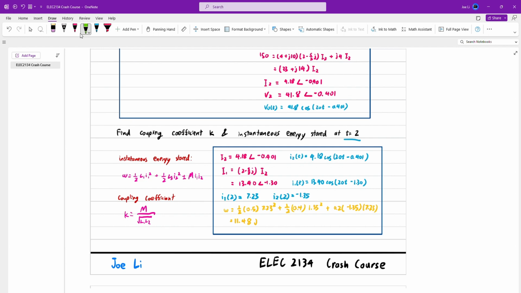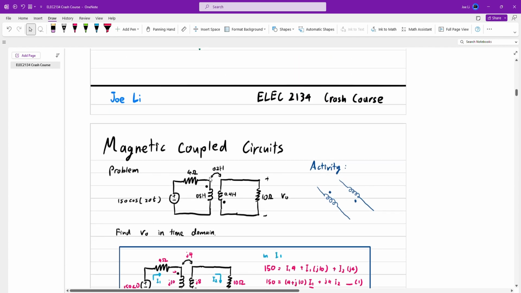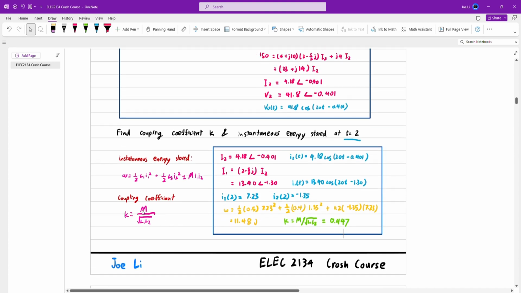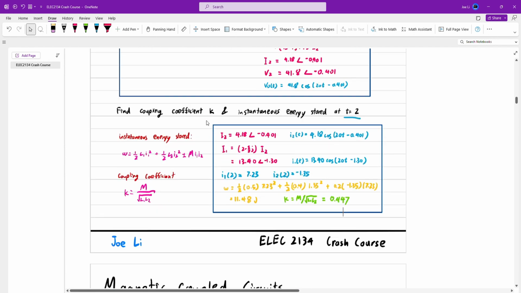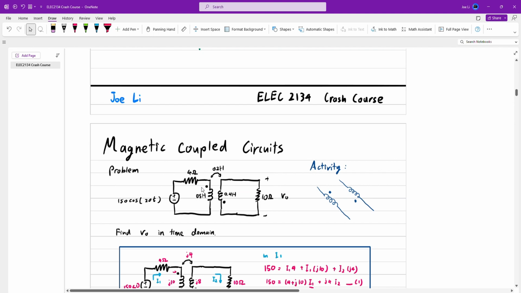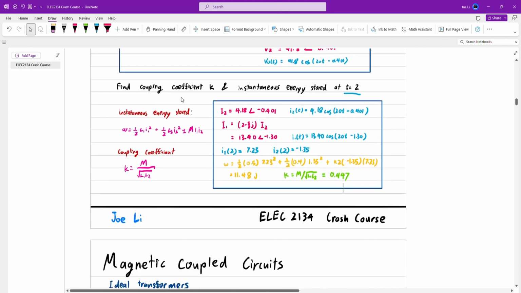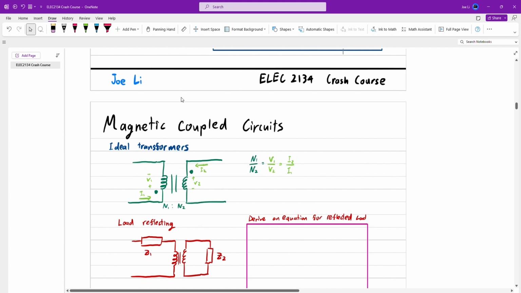Cool, happy with this. Now let's find the coupling coefficient. The coupling coefficient can be found by M divided by the square root of L1 times L2, which, if you substitute all the values, you should get 0.447. Now, what is this number? This number tells us how much coupling is happening. If this number is 0, it means there's no coupling. You can see M is going to turn to 0 if K is 0, so the inductances are independent. If K is 1, it means this is an ideal transformer. And if K is less than that, the current is not fully induced in the other circuit. Now, speaking of ideal transformers, let's move on to ideal transformers.